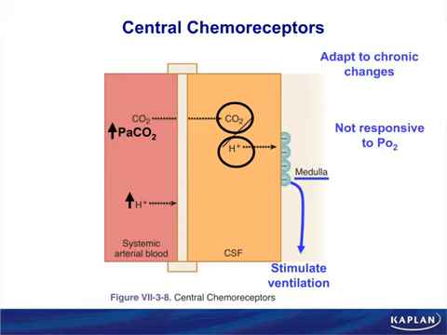Now, these central chemoreceptors will adapt to chronic changes. Our COPD patients are classic for retaining CO2, and their central chemoreceptors adapt to this chronic elevation in CO2. Another very high yield point for step 1, these are not responsive to oxygen. So central chemoreceptors are only responding to CO2 and hydrogen.